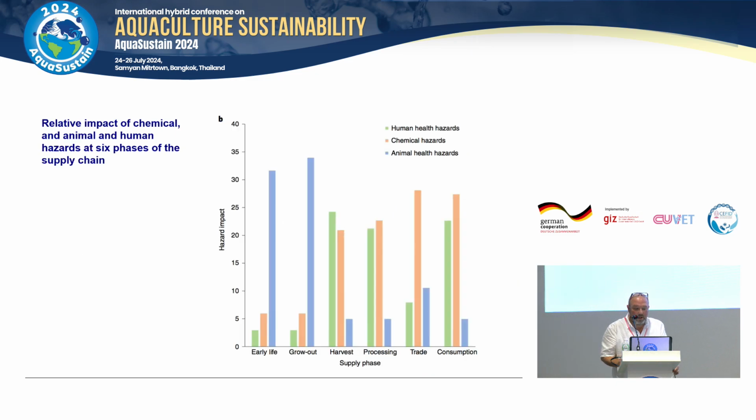You need to take into account across the supply chain, from early life right through to consumption, that the relative importance of those hazards is going to change. So in early and grow-out stage, the animal health hazards tend to be the most important in this particular scenario. And at the right-hand end, trade and consumption, the chemical hazards are highest. So you need to break it down in that way. But you've ranked your hazards.